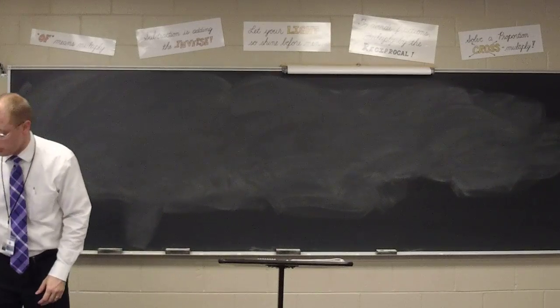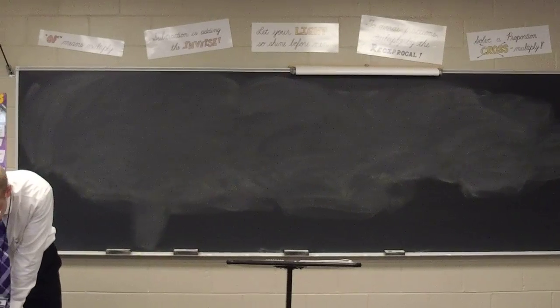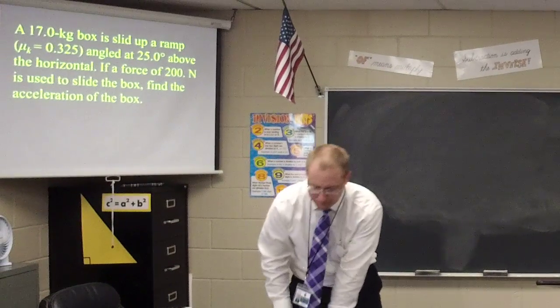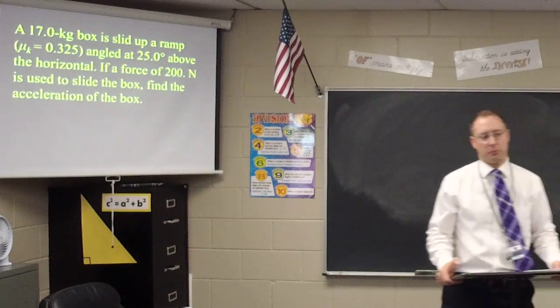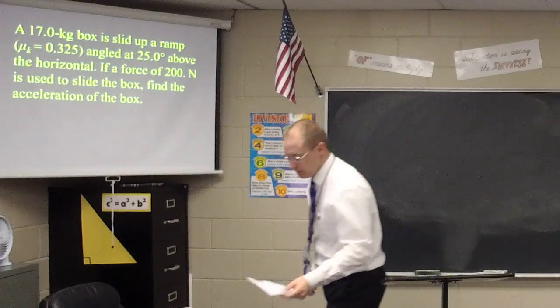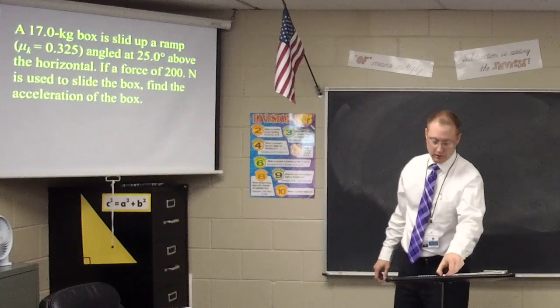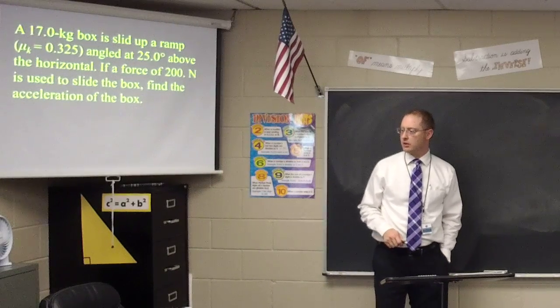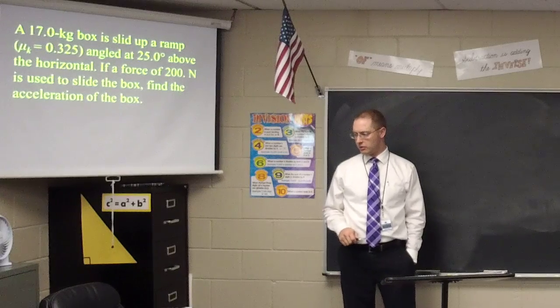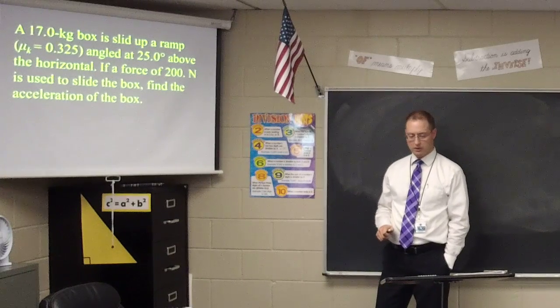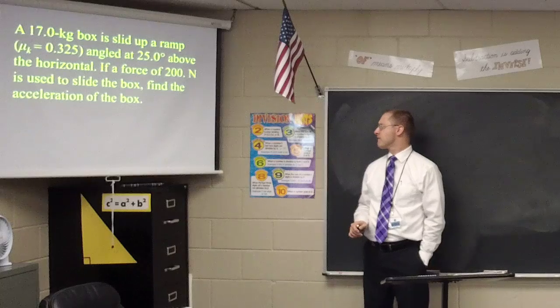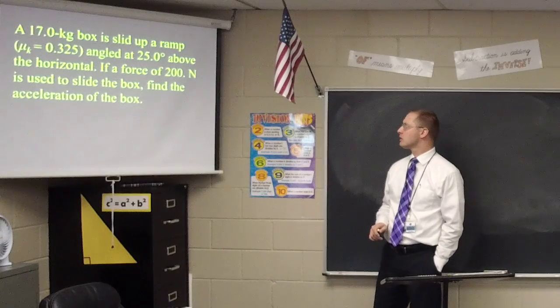And so if you would, go and get your notes back out, and let's take a look now at what happens when the surface is angled. So let's take a look at angled surfaces now. Go ahead and read the problem out loud if you would for us, Michael. A 17 kilogram box is slid up a ramp with a coefficient of friction of 0.325, angled at 25 degrees above the horizontal. If a force of 200 newtons is used to slide the box, find the acceleration of the box.